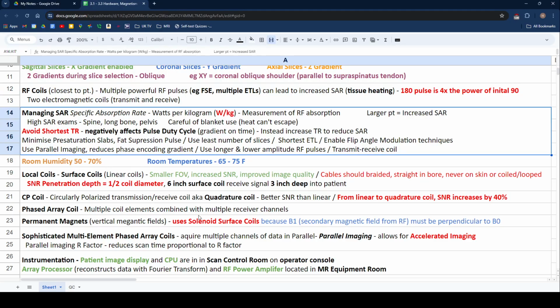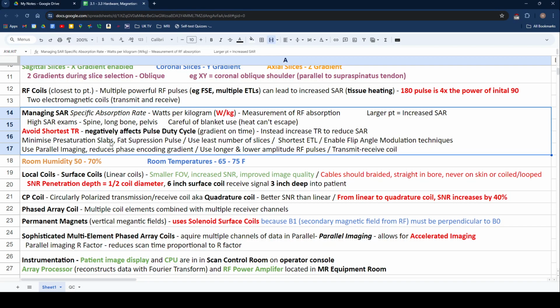Managing SAR, the specific absorption rate in watts per kilogram, is a measure of RF absorption. Larger patients will lead to increased SAR. With high SAR exams such as spine, long bones, and pelvis, be careful of blanket use because the heat cannot escape. Avoid the shortest TR, which will negatively affect the pulse duty cycle, the gradient on time. Instead, use increased TRs to reduce your SAR.